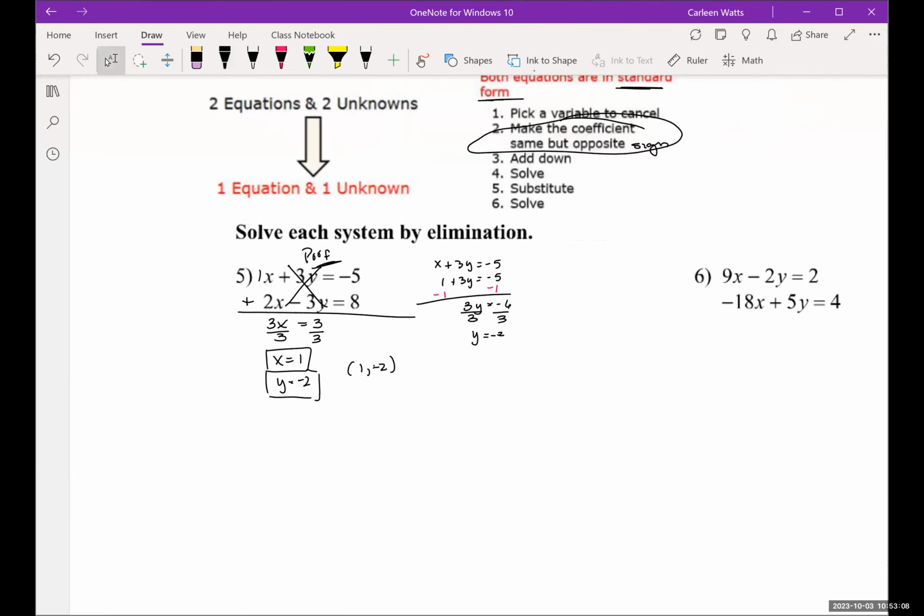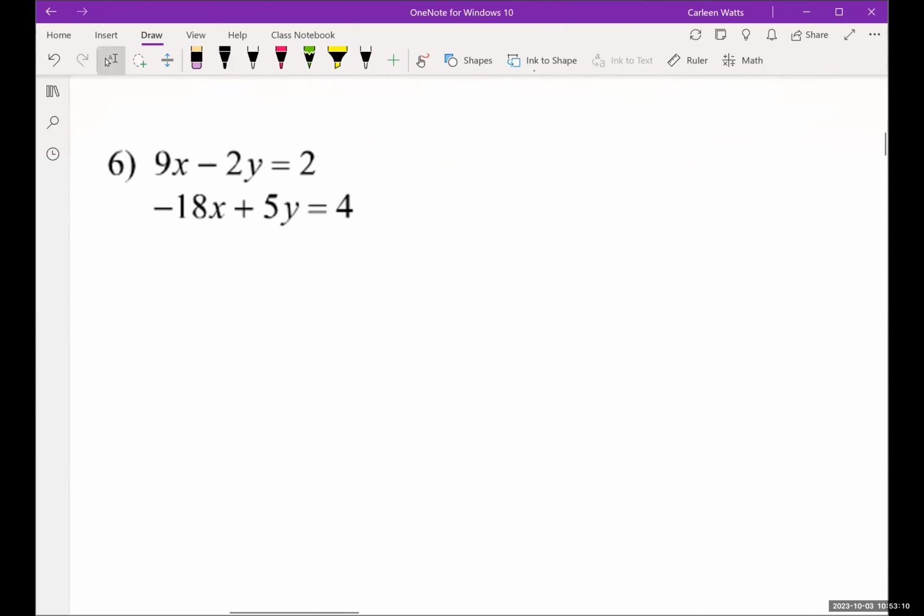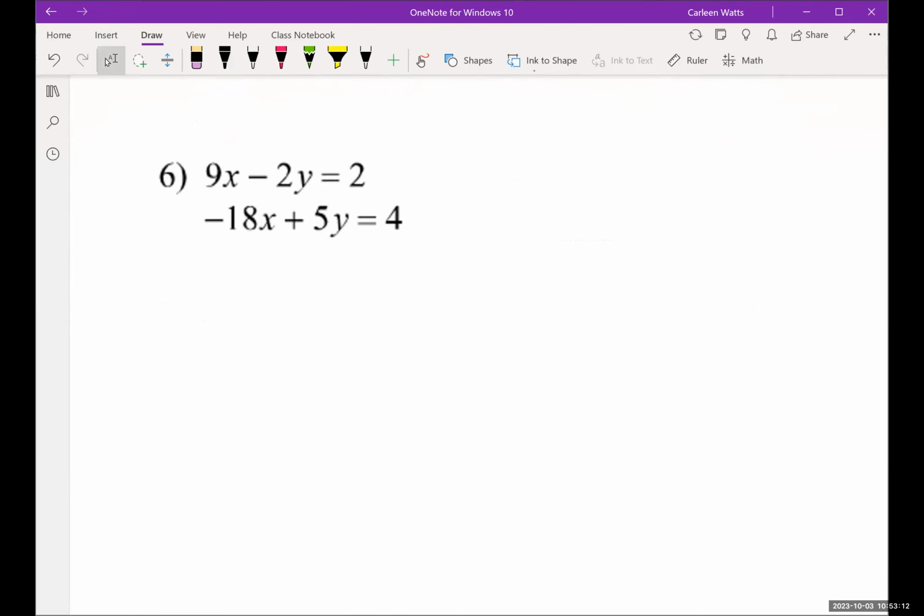Okay. Number 6. I have 2 equations in standard form. My goal is to go from 2 equations and 2 unknowns down to a nice, simple little equation with only one variable. So what method am I going to use? Substitution, subhook, or elimination add down?